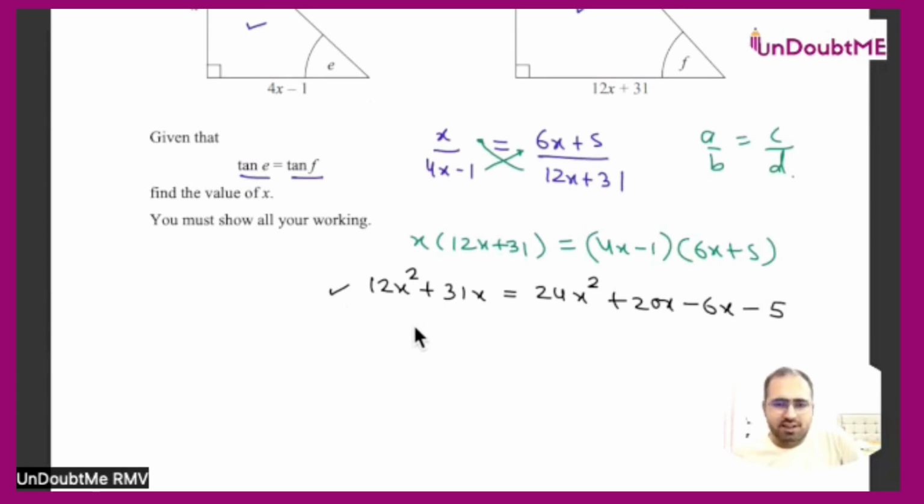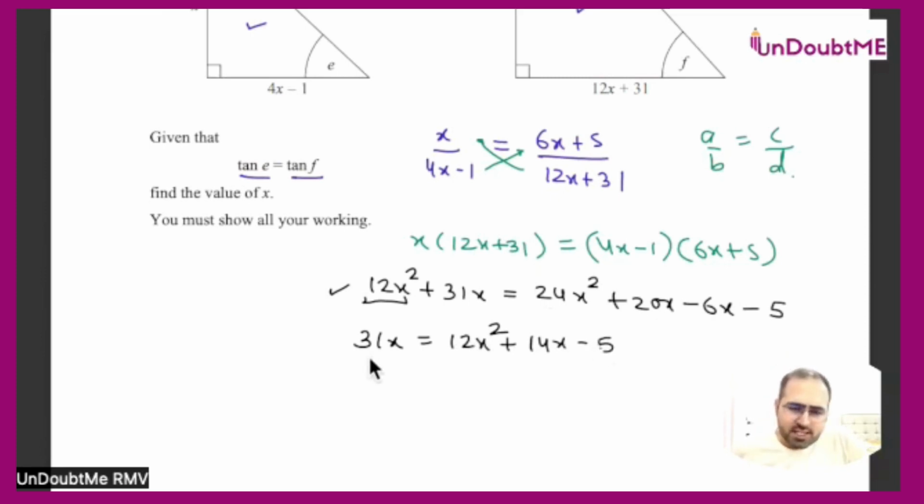So now we generally make sure that the coefficient of x square stays positive. So that's why this 12x square is sent on the other side. So I'll still keep this 31x over here. 12 goes on the other side. 24 minus 12 is 12x square. 20 minus 6 is 14x minus 5.